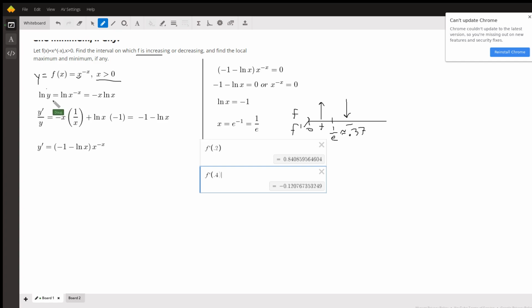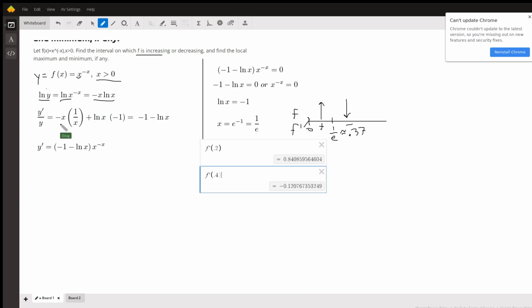We're going to use logarithmic differentiation, so we're taking the natural log of both sides. And this can be rewritten as minus x ln of x using properties of logarithms. That's the whole point. Now when we take the derivative, the left side will become y prime over y, where y prime is like the derivative of the inside, y is a function of x. And then over here, we have to use the product rule.